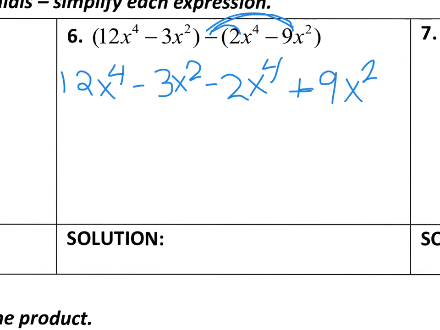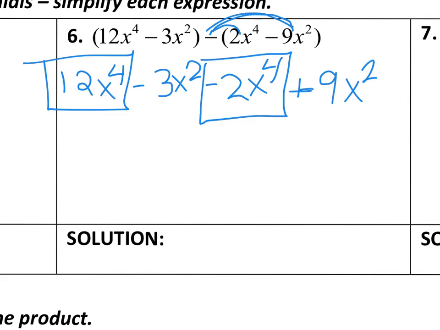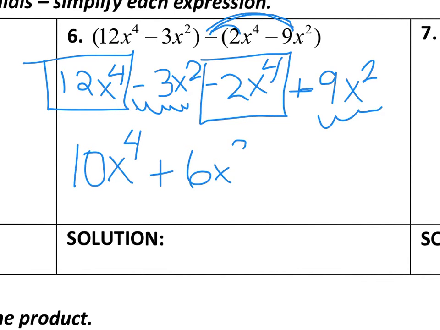Alright, so now we're just going to find our like terms and combine them. I see here I have a 12x to the 4th, and I have a negative 2x to the 4th. So those are going to combine to give me 10x to the 4th. And I see here that I have a negative 3x squared, and I have a 9x squared. So those are going to combine to give me a positive 6x squared.